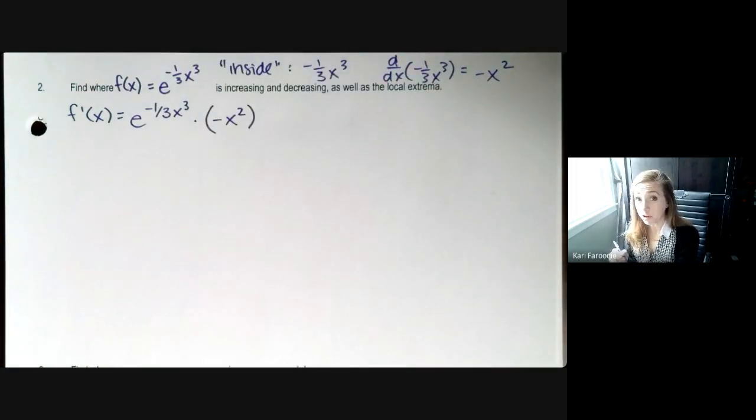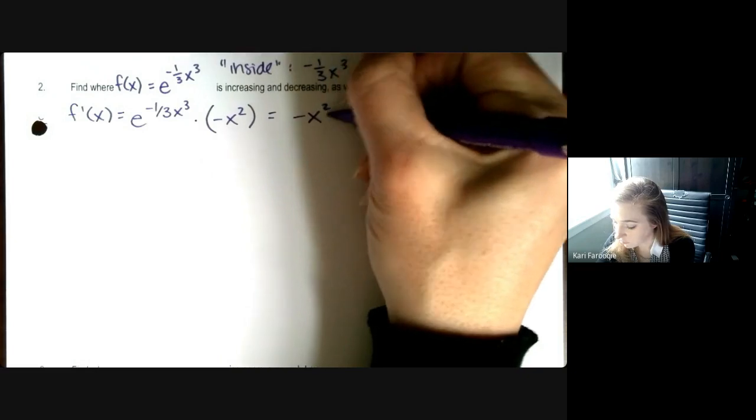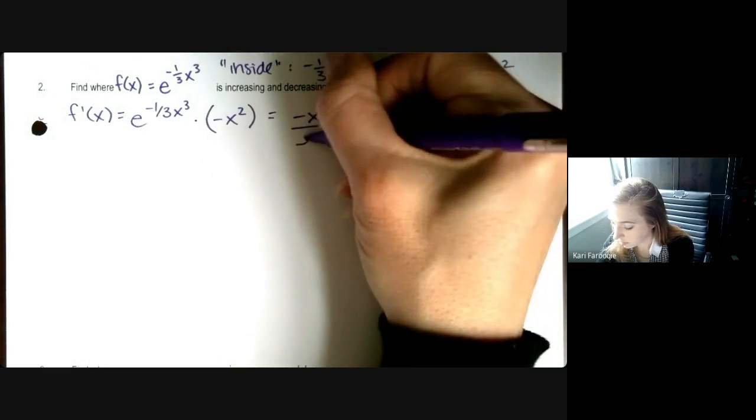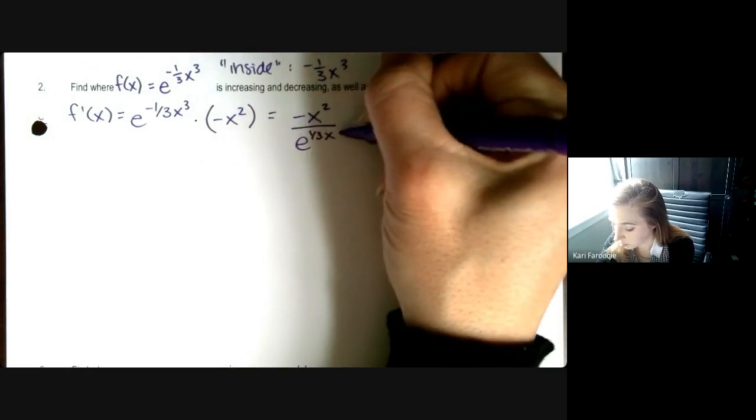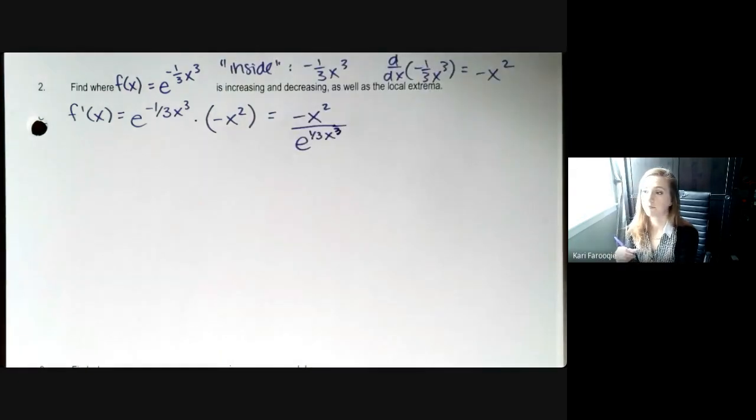Now, because we're going to be using the first derivative test and we need to find critical numbers, in the last chapter, we're often setting up our first derivatives as fractions so that we could look at the numerator and denominator separately. I'm going to do the same thing here. So I'm going to write this as negative x squared divided by e to the positive 1/3 x cubed in the denominator. And that is going to be your first derivative.